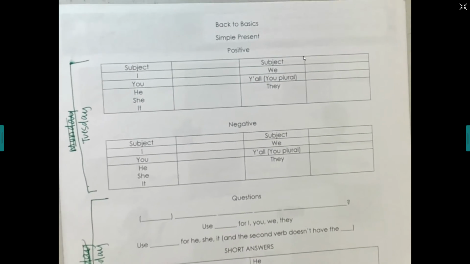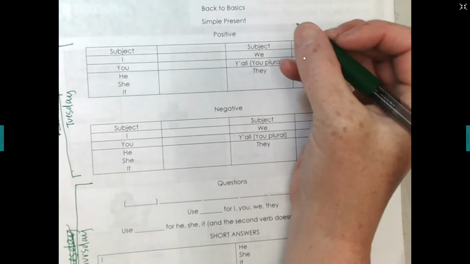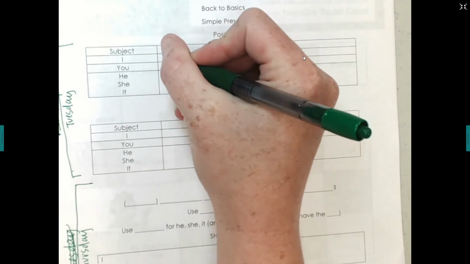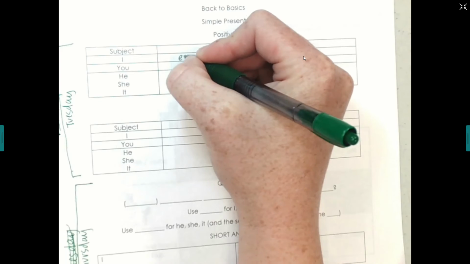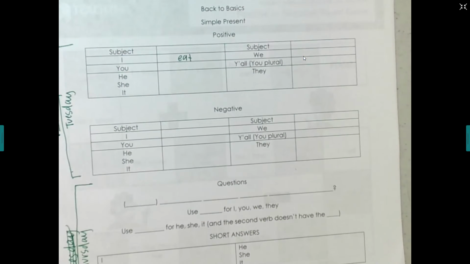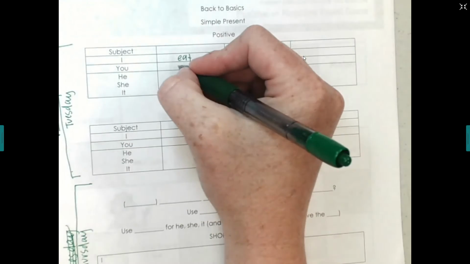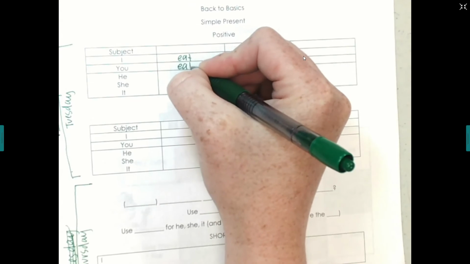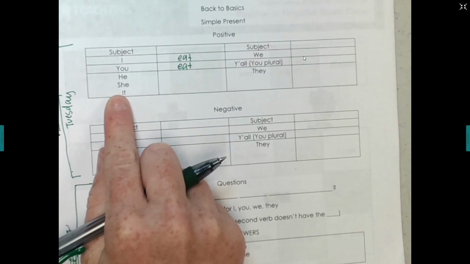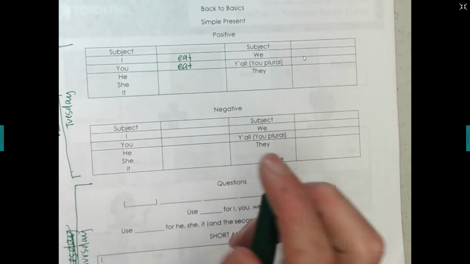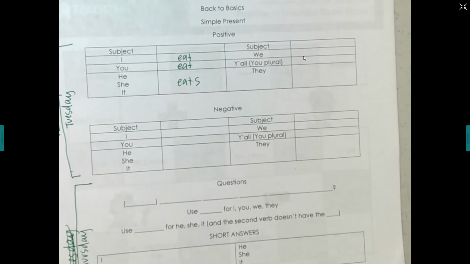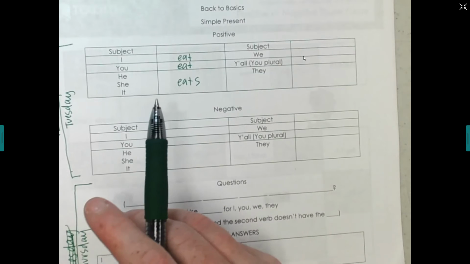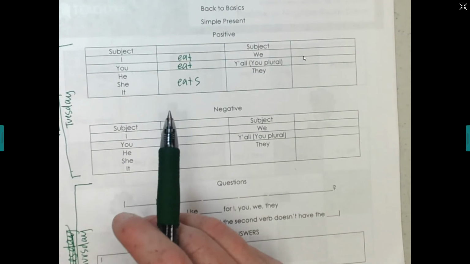Right. So simple present. Okay. So in the positive, let's use the verb eat. Okay? Eat. So I eat. I eat. You eat. He, she, or it eats with an S. Okay. So in the simple present, he, she, and it has an S.